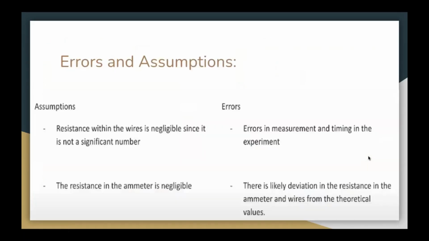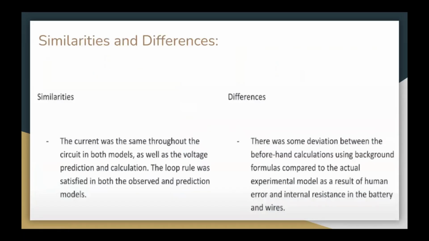Some errors and assumptions made. Some assumptions: resistance within wires is negligible since it is not a significant number, and the resistance in the ammeter is negligible as well. Errors in measurement and timing in the experiment, and there is likely a deviation in the resistance in the ammeter and wires from theoretical values.